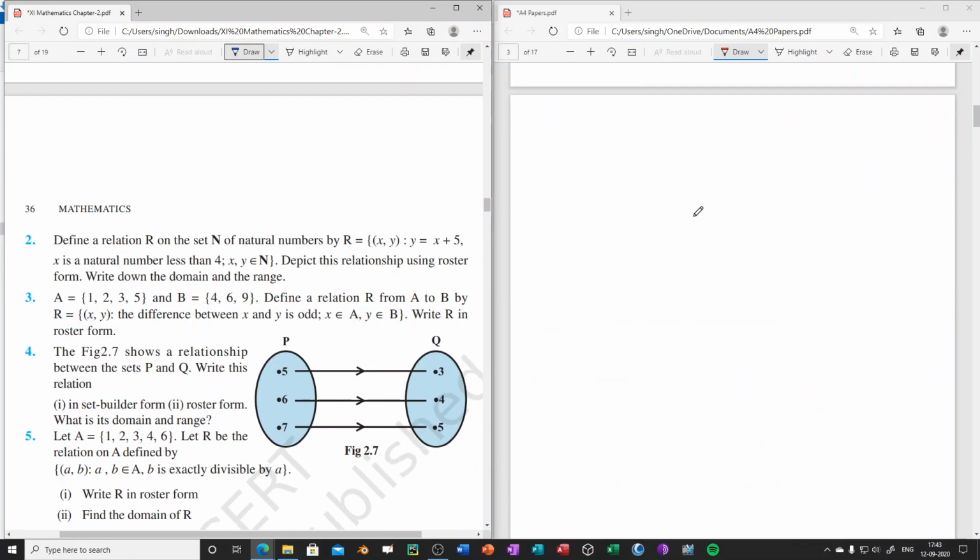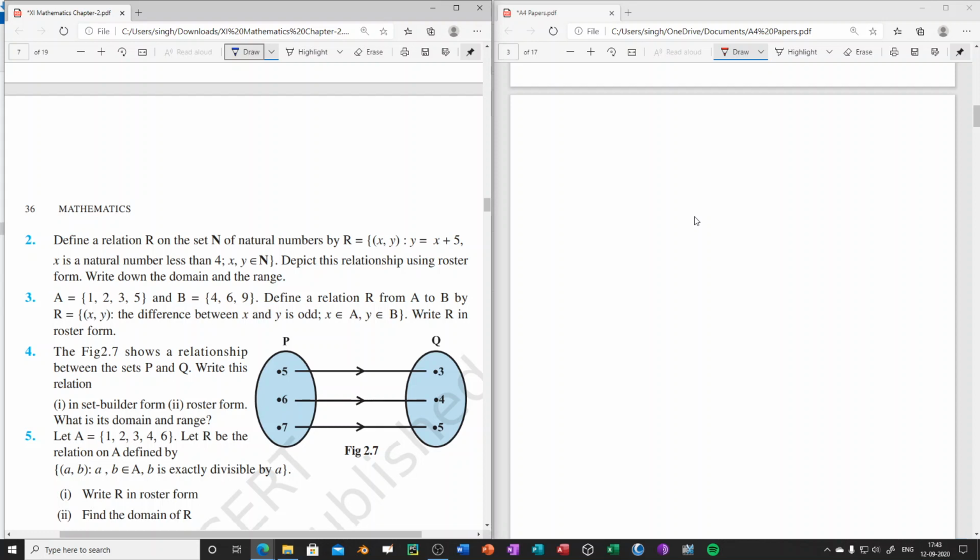It says: define a relation R on the set N of natural numbers by R equal to the collection of all x, y such that y equal to x plus 5, x is a natural number less than 4, x, y belongs to N. Depict this relationship using roster form. Write down the domain and the range.